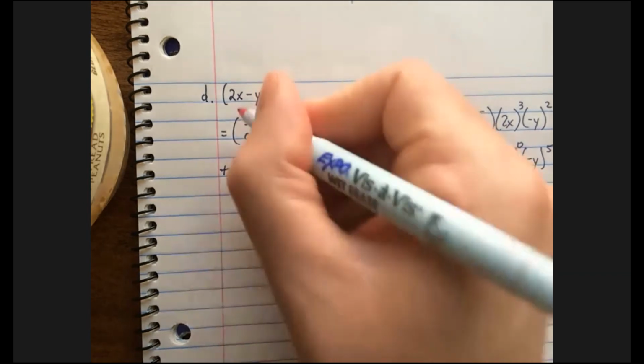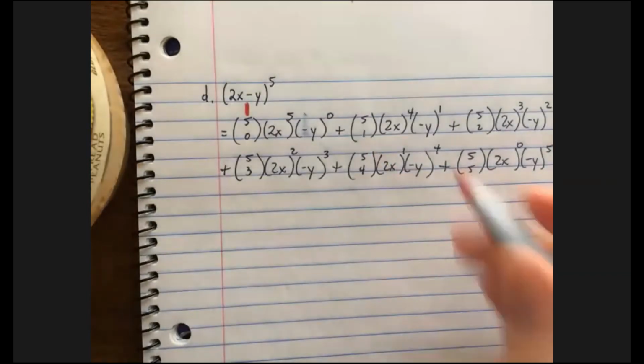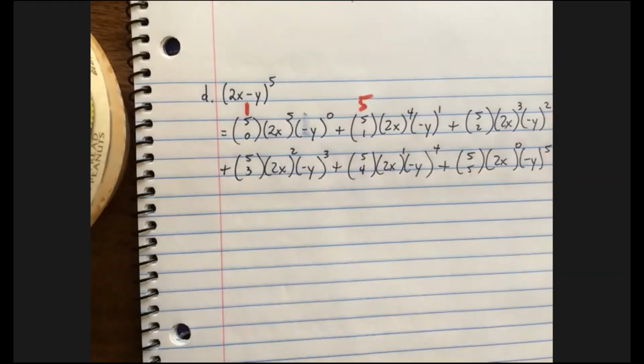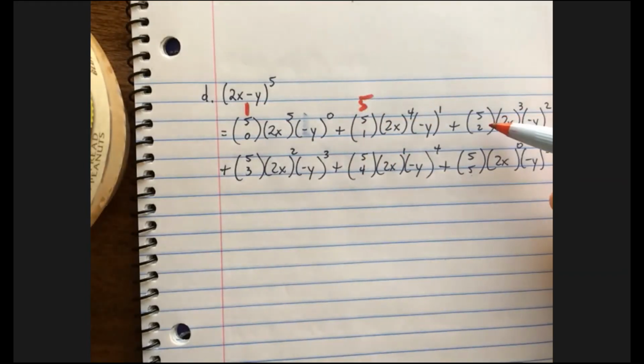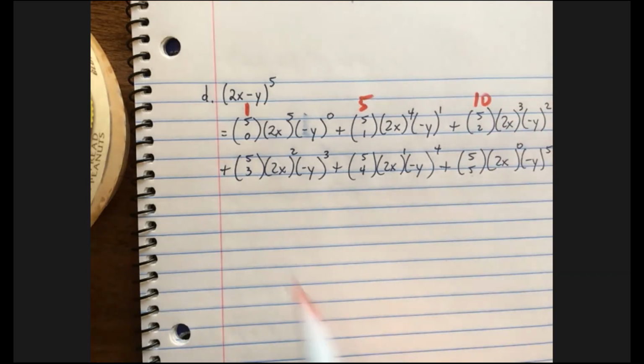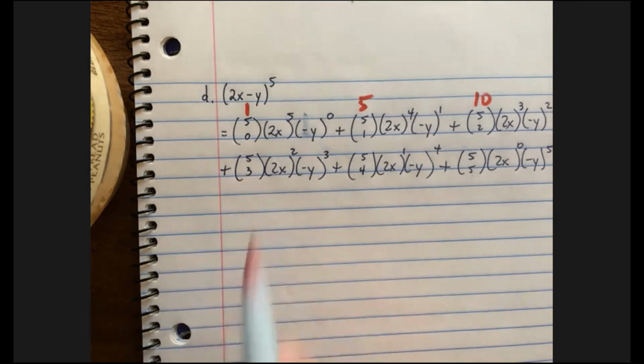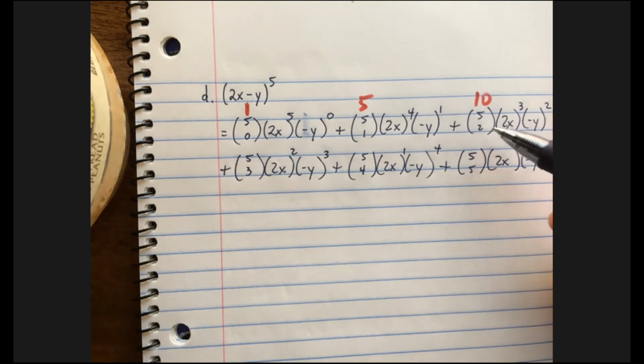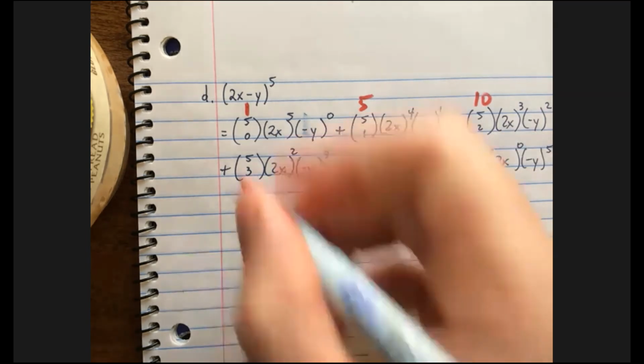Let's see here, 5 choose 0 is 1. 5 choose 1 would be 5. 5 choose 2, well, that's 5 times 4, which is 20, divided by 2 factorial, which is 10. 5 choose 3, well, that's the exact same thing as 5 choose 2, so that's also going to be 10.